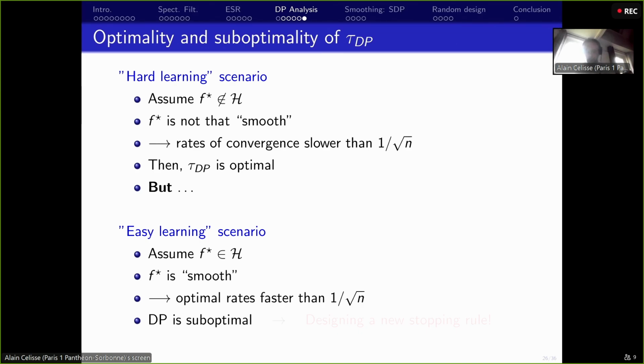But on the contrary, if you are in an easy learning scenario, meaning that you know that f star belongs to the RKHS, then you know that in such a situation, you can expect fast rates, meaning rates faster than 1 over square root of n. And in this case, you need something more, because tau DP is suboptimal. And this is the kind of situation we'll consider in what follows.